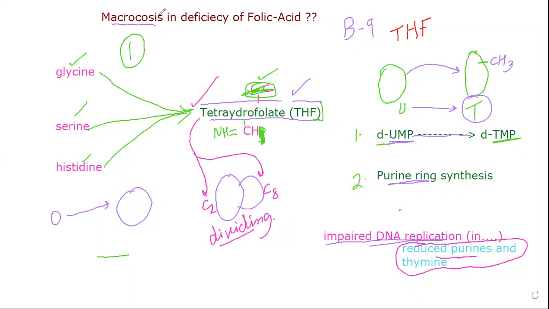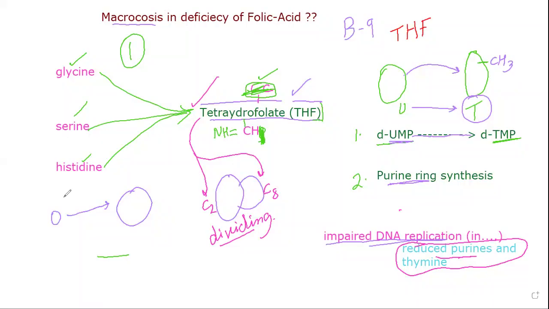So I summarize. Tetrahydrofolate functions as carrier of one carbon units. Next, one carbon units are acquired during catabolic reactions. Next, it is required for thymine and purine ring synthesis. So reduced purine and thymine synthesis impairs the DNA replication and delays the cell division. As a result, the cells are larger in size.